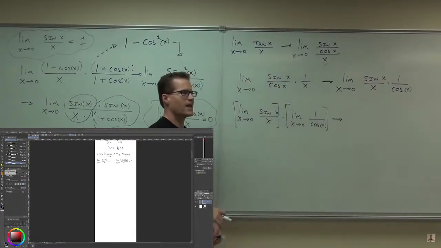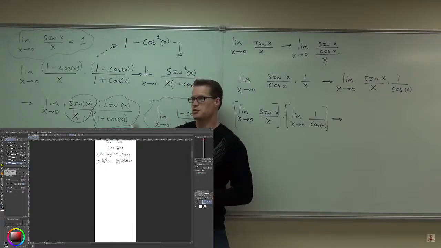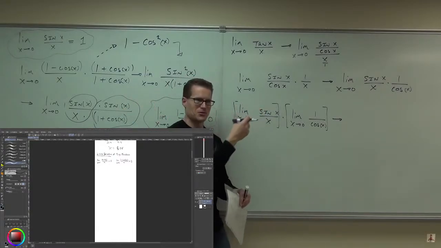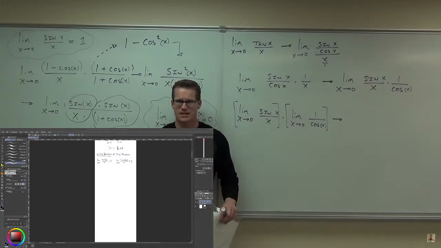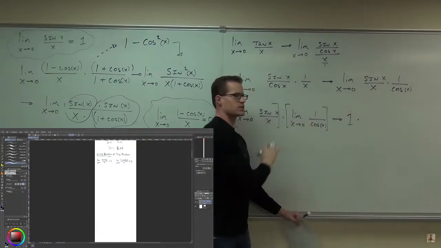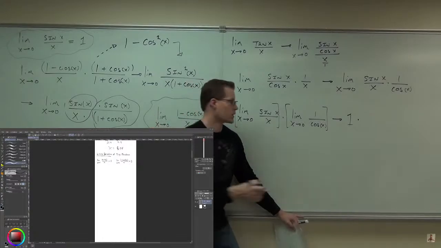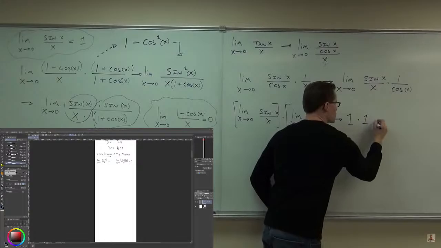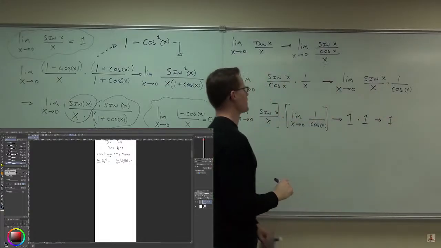Interesting. Now that you have this memorized, I hope you do, what's the limit as x approaches 0? Don't read the board. It's right up there. Hopefully you memorized it already. Limit as x approaches 0 of sine x over x, what is that? 1. So this one is 1 times, can you plug in the 0 now? Sure, what's cosine of 0? 1. What's 1 over 1? 1. What's 1 times 1? 1. You said 1 a lot today, haven't you?